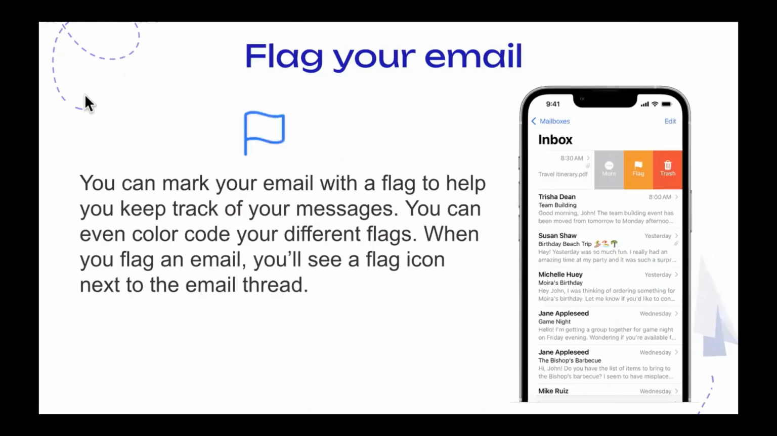Now, another important function of Mailbox on smartphones is flagging your emails. So you can actually mark your emails with a little flag, which will help you to keep track of your messages. If you want, you can even add different colors so that your flags are color-coded. If you flag an email, you will see a flag icon next to the email thread. So that's how you'll know that it's flagged.